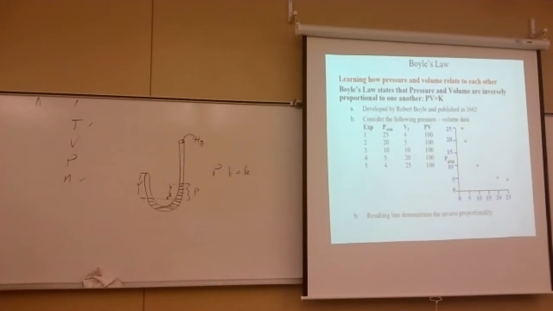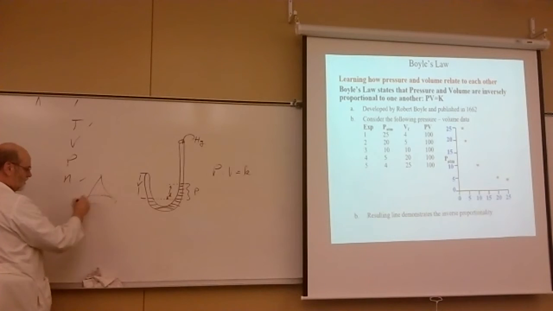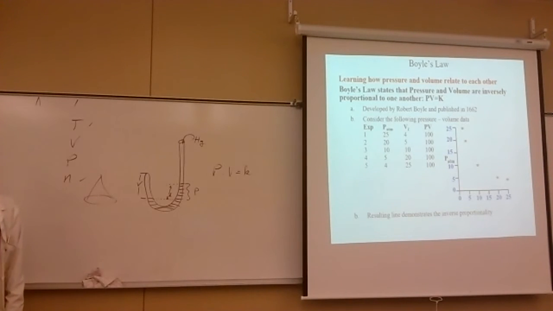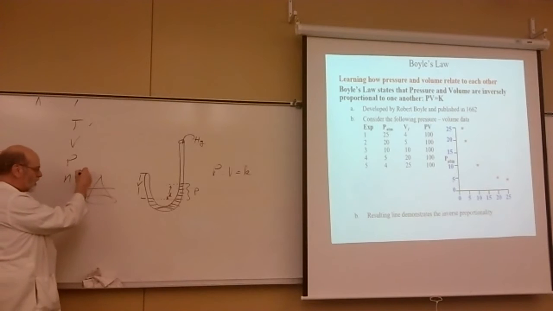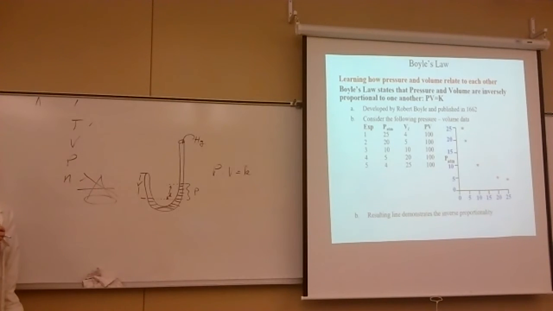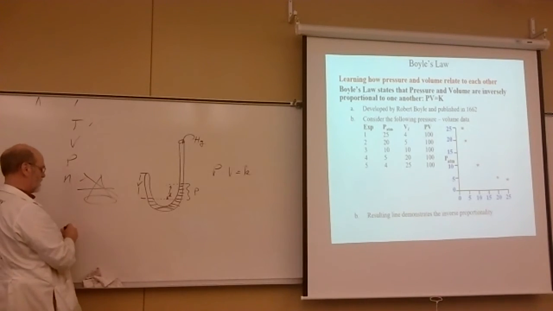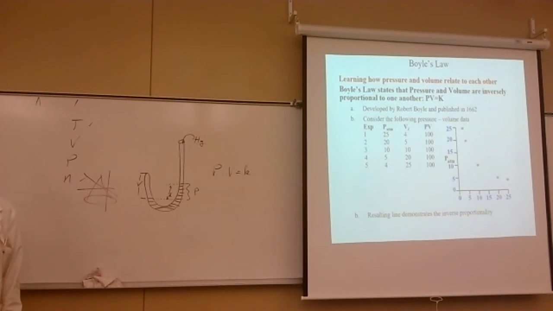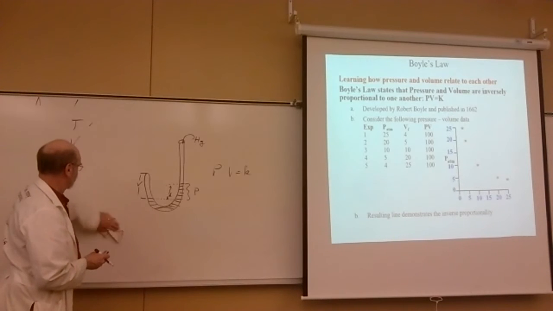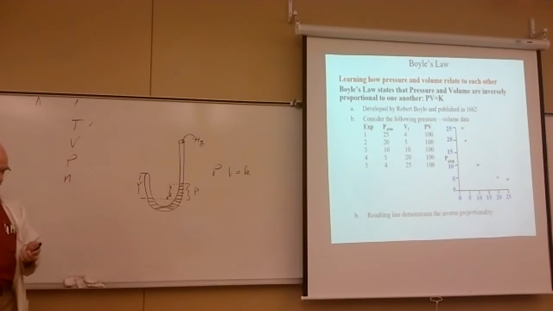Remember conic sections? You have a cone. And depending on where you take your section, you get different shapes, right? You cut through here and you get a circle. Right? You cut like that and you get an ellipse. You cut like, let's see, like this, you get a parabola. I don't know where the hyperbola fits in there. Anyway, so that's Boyle's law.